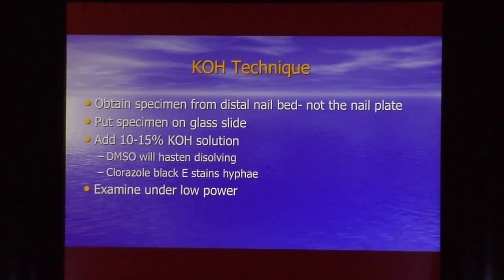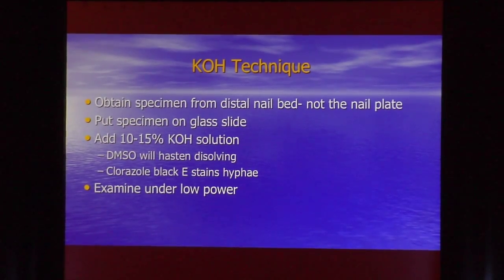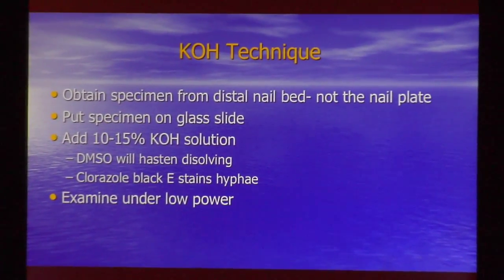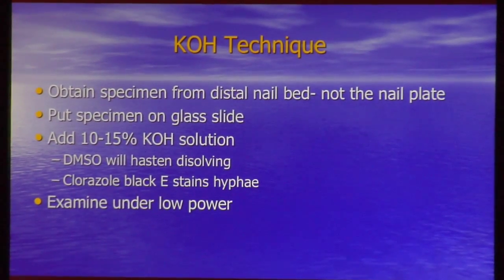Once you obtain your specimen, if you're planning to do a KOH, you put the specimen on a glass slide, add a cover slip, and then add your potassium hydroxide solution. What KOH does is dissolve the cell membranes of the host, but it cannot dissolve the cell wall of the hyphae. So eventually the cells die, leaving only the hyphae.